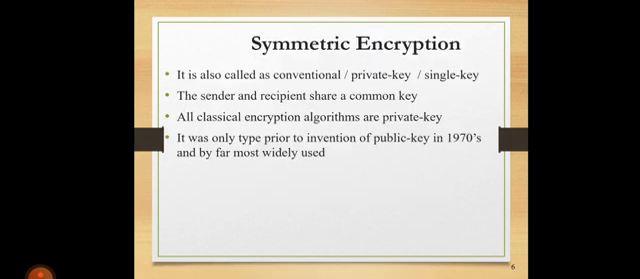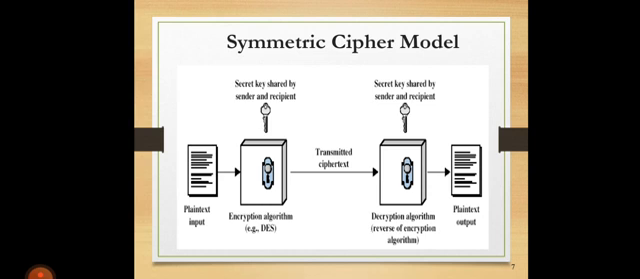Symmetric encryption. The symmetric encryption is also called conventional encryption or private key or single key. Here the sender and receiver share a common key, and the classical encryption algorithms are based upon this private key. It was the only type prior to the invention of public key in the 1970s, and is by far the most widely used.